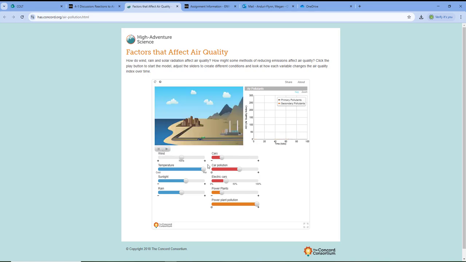Okay, what happens if I implement a policy where cars are all electric? Okay, how would that affect things? So you can see, does that affect the primary pollutants and the secondary pollutants? So you can play around with both the environmental conditions as well as different possible policies that can be implemented. So look at how much the primary pollutants have decreased, and you don't even see any secondary pollutants being released. Okay, so you'll play around with this, see different issues that pop up.